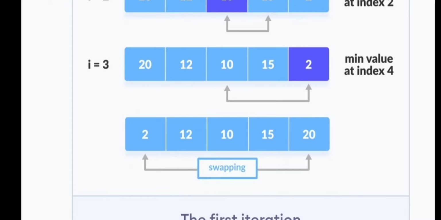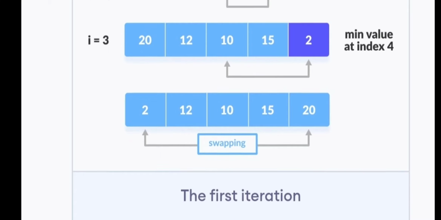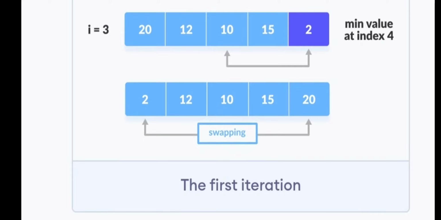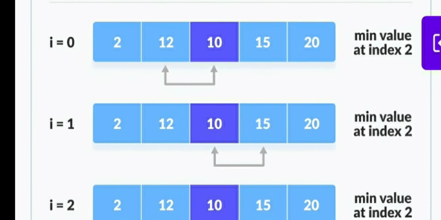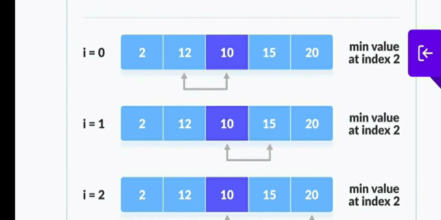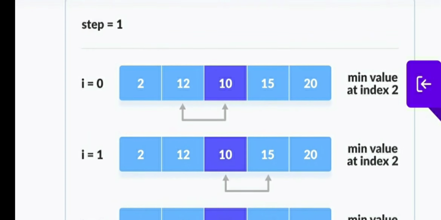So when we went to the end of the list, there is a need of swapping the last element with the first element. So 2 is placed at the starting position of the array, and 20 is replaced with 2, first iteration. Next, second iteration. After completion of the first iteration, the list looks like this: 2, 12, 10, 15, 20.